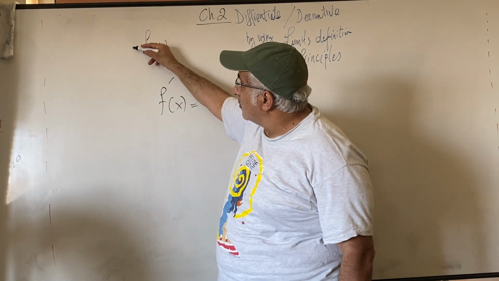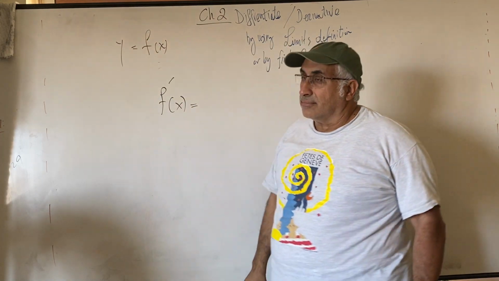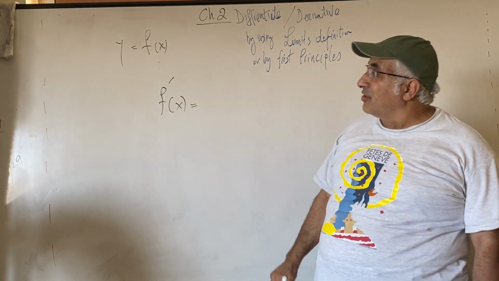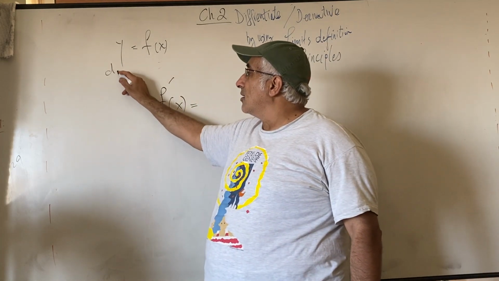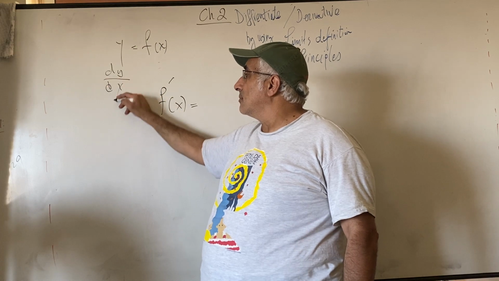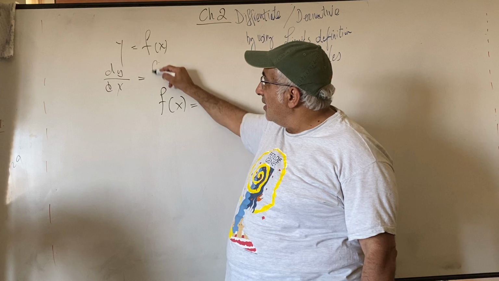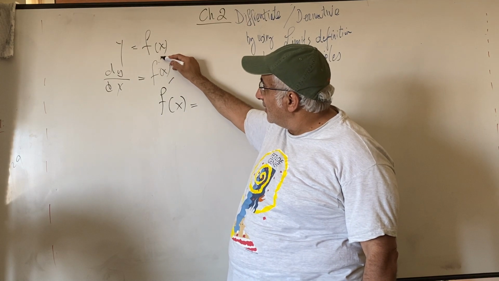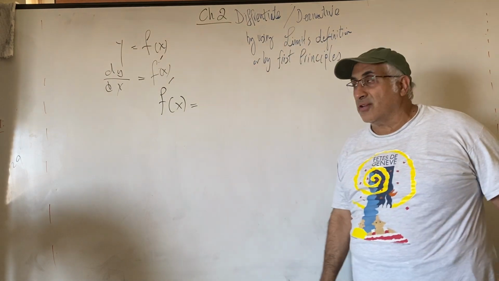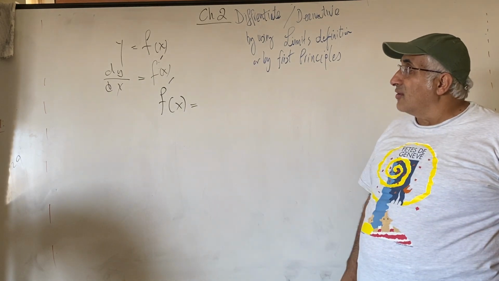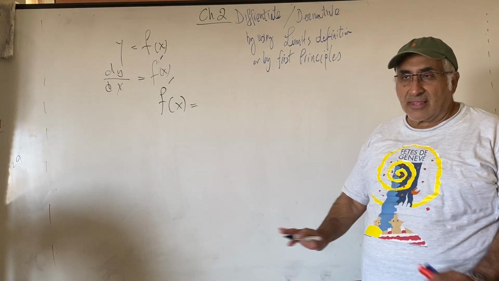f of x equals y. This dash means the first derivative. If I wrote it in terms of y, we call it dy dx. If I wrote it in terms of f, then I should say f dash of x. This means the first derivative. How can I find the first derivative? The rule, by basic things.